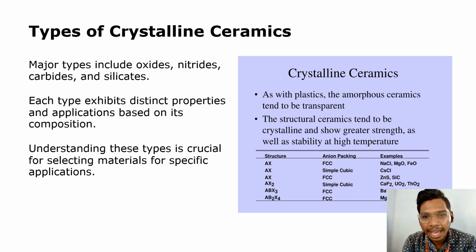As with plastics, amorphous ceramics tend to be transparent. Structural ceramics tend to be crystalline and show greater strength, stability, and resistance to high temperature. They also have structures with anion packing, with examples.